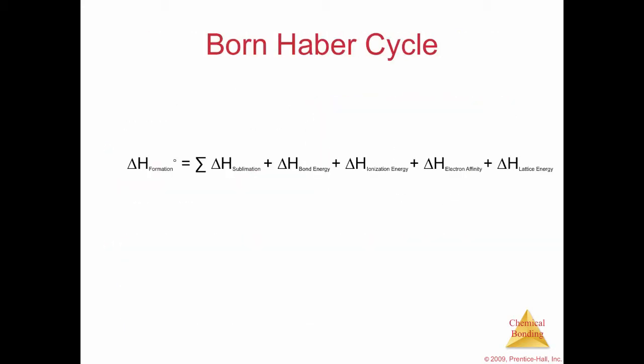We can see from this equation that the math involved in the Born-Haber cycle can be summed up in this fashion. The standard enthalpy of formation is equal to the sum of the enthalpy of sublimation plus the enthalpy of bond energy plus the enthalpy of ionization energy plus the enthalpy of electron affinity plus the enthalpy of the lattice energy. These are the sum of all the steps in the Born-Haber cycle. So as you watch the accompanying videos, make sure that you're checking your math with this equation.